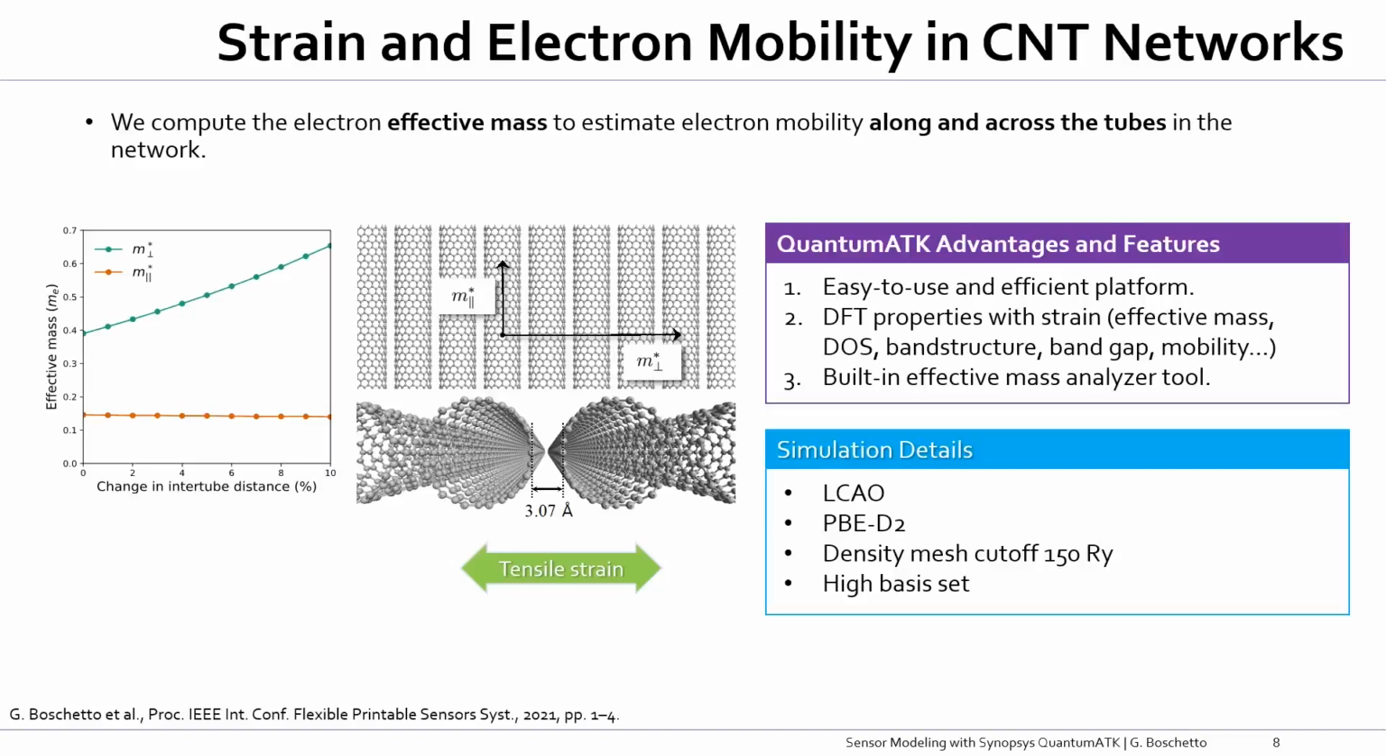For example, with its builder tool, it was very easy to build the carbon nanotubes and to construct the network. Moreover, aside from the typical properties of interest with DFT, such as effective mass, density of states, and so on, the built-in effective mass analyzer tool allowed us to easily compute the effective masses along the chosen direction. As I was mentioning before, we computed the effective masses to estimate the electron mobility. Now, lower effective masses mean higher electron mobility and high conductivity.